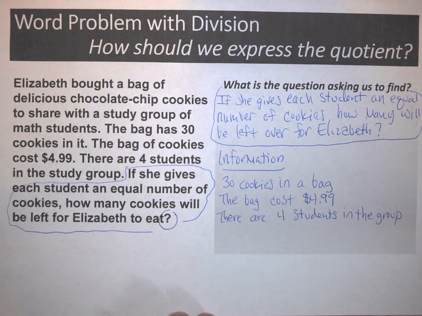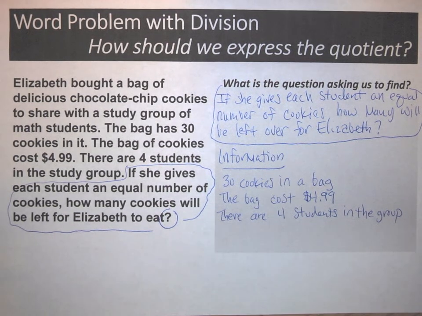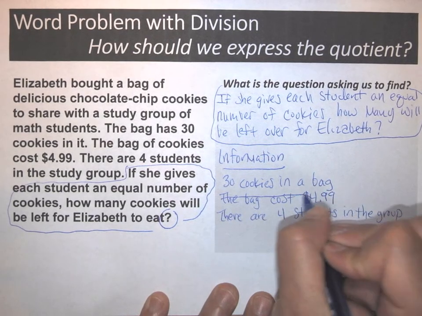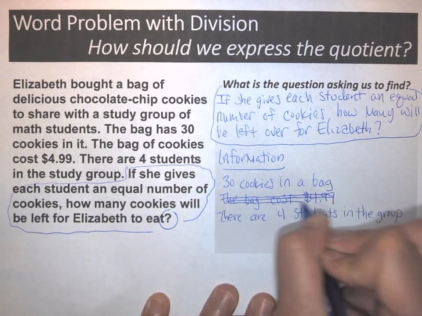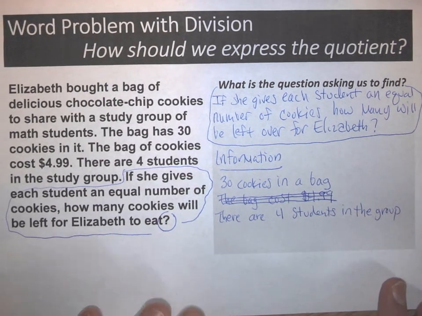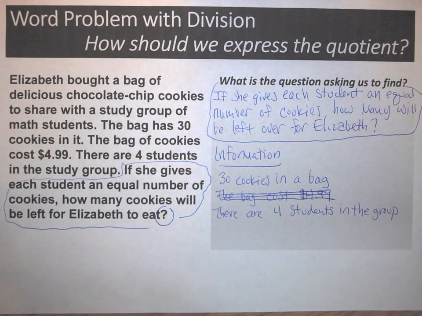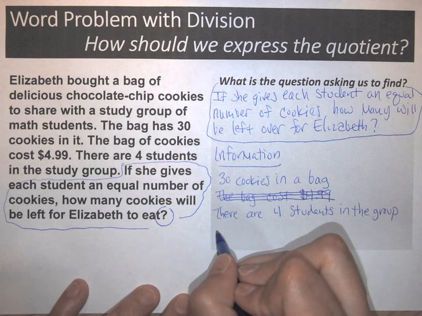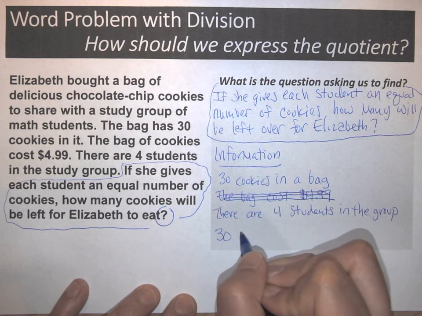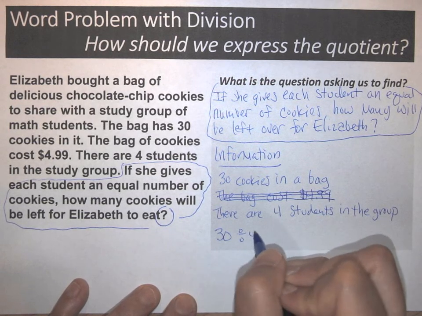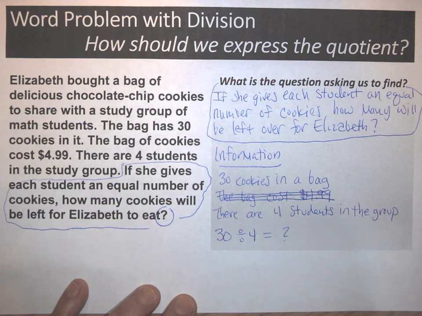So think about this for a minute. Is there any information that we don't need to answer this question? And in this case, it's the cost. There's nothing in the question that has to do with the cost at all. We're just looking at how many students are there in the group, how many cookies are they going to get, and how many will be left over for me. So this is 30 cookies divided by 4. And then we're going to see if there's a remainder for me.